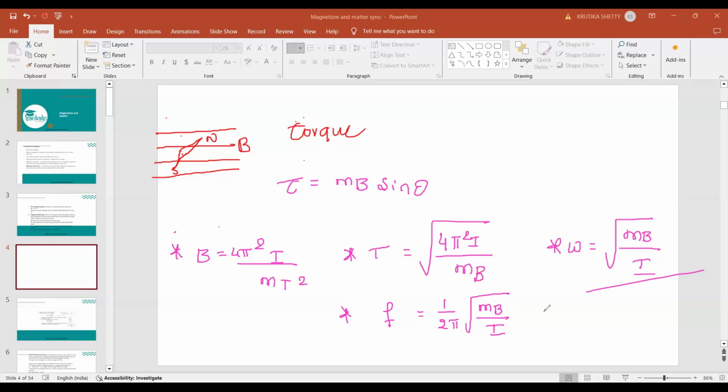Then here, the potential energy of the dipole. So the potential energy expression for that, the energy stored in the dipole, is given by the potential energy equation: U is equal to minus mB cos theta. So please write down all the formulas. If you don't know any term here, please ask.